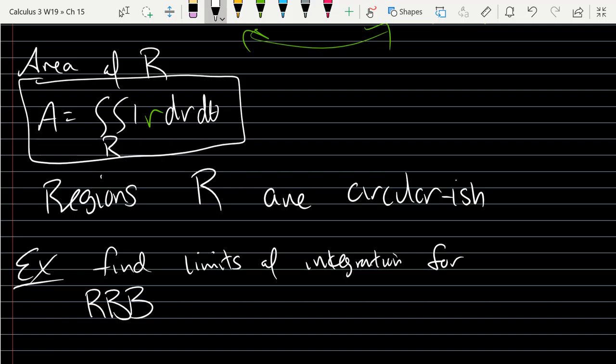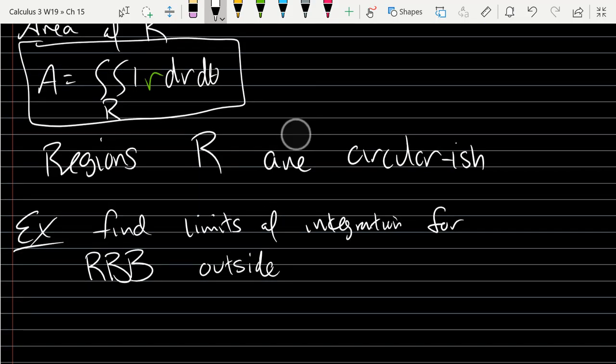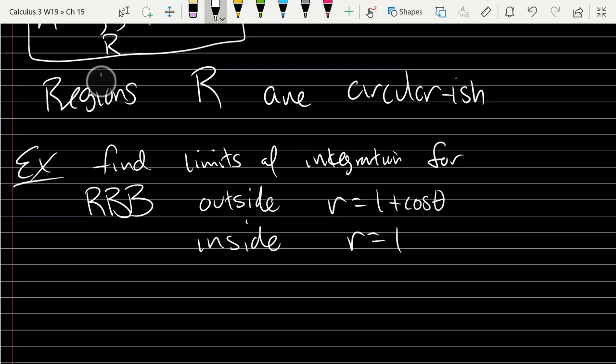So our region is going to be bounded by, we're going to be outside r equals 1 plus cos theta, and inside r equals 1. So we can combine these together. If we're inside r equals 1, what inequality can I write to describe that?